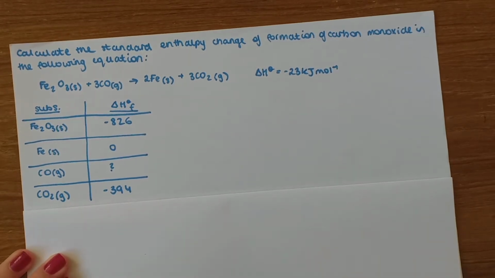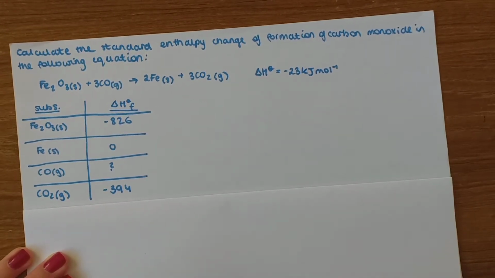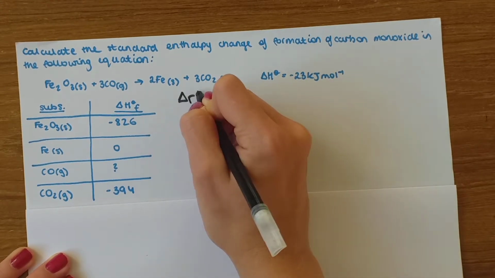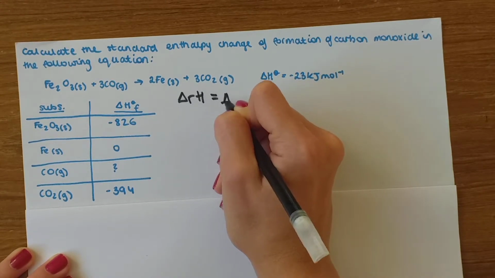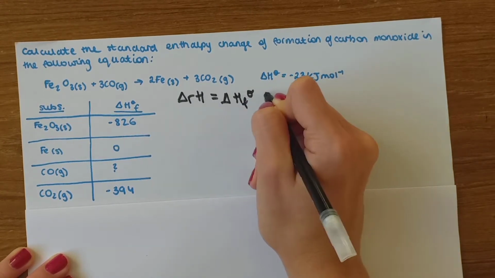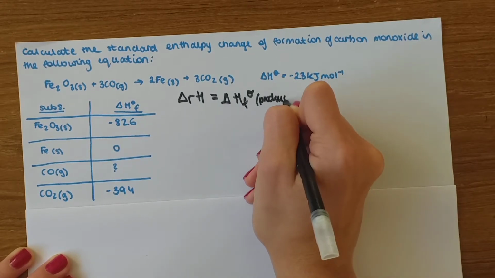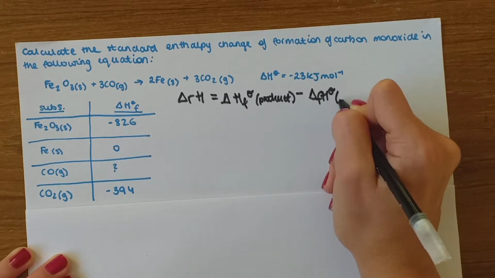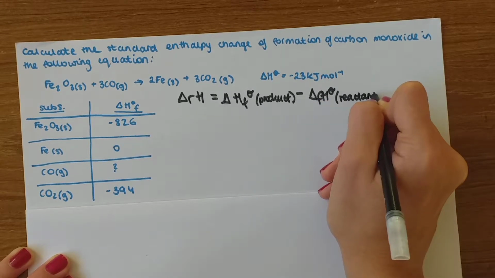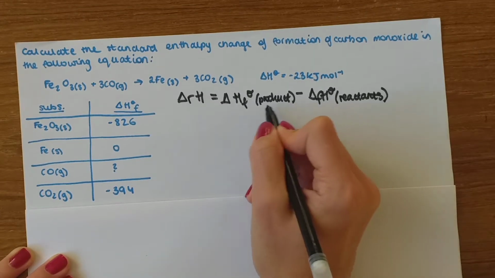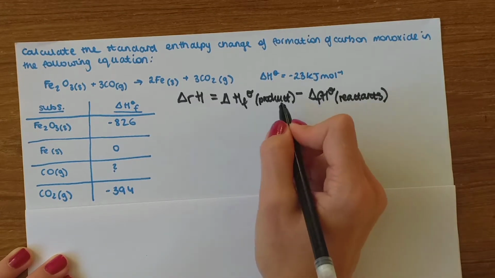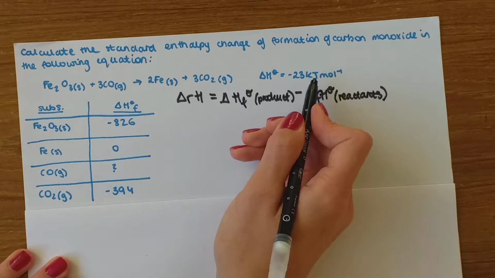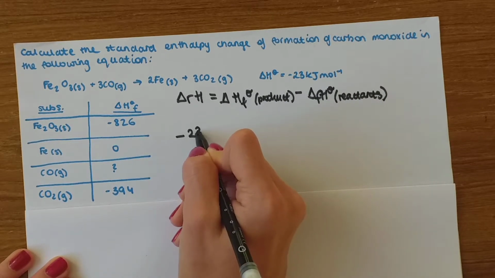Calculate the standard enthalpy change of formation of carbon monoxide in the following equation. So the basic sentence we've got to remember is that the standard enthalpy change of reaction is the standard enthalpy change of formation of products minus the standard enthalpy change of formation of reactants. Doesn't matter which one you put first. As you can see, I've changed the symbols a little bit, but that's fine. So we know the standard enthalpy change of reaction is minus 23.